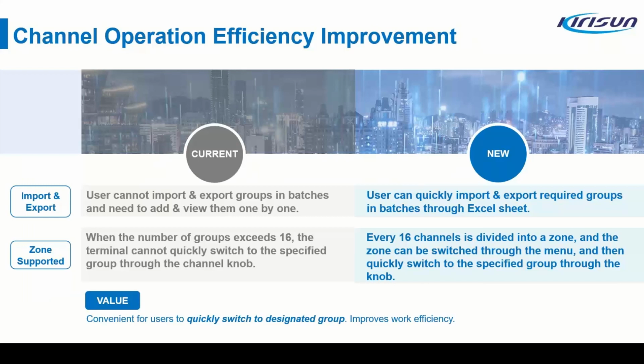There are 2 new functions to improve the channel group operational efficiency. One is that the user can quickly import and export required groups in batches through the Excel sheet. Currently, the operator can do it one by one only. The other is that when there are many group channels, every 16 channels are divided into a zone, and the zone can be switched through the menu. Then switch to the specified group. But in the current version, the user can only switch the group channel through the menu and log in one by one. That is very slow.